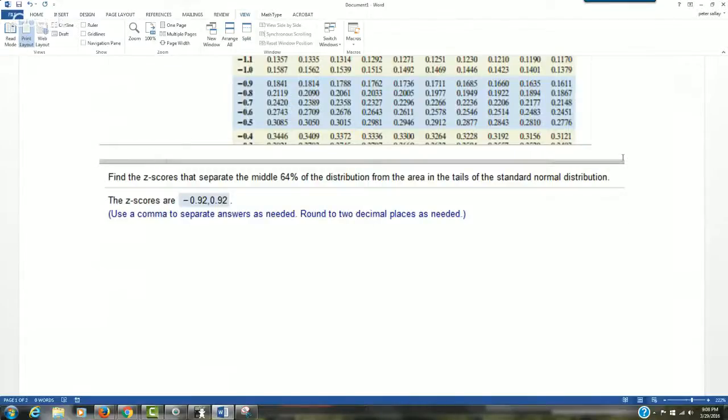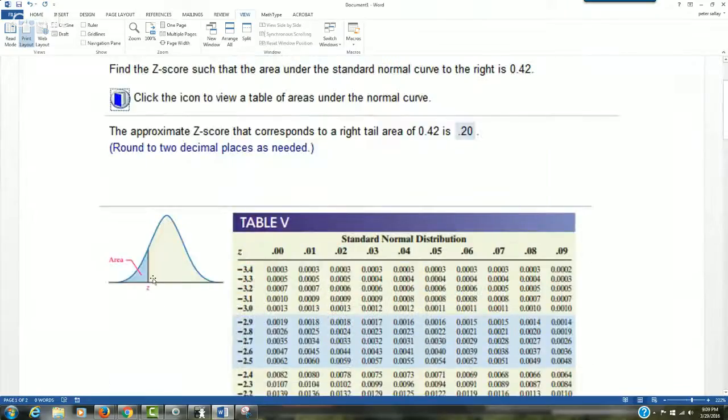Okay, find the z-scores that separate the middle 64% from the area of the tails. So if I'm looking at the middle 64%, what's the area on the tails, if that makes sense? I'm going to go back up to this little pretty picture here. So imagine I'm looking at the middle. This mound is 64% of the data.